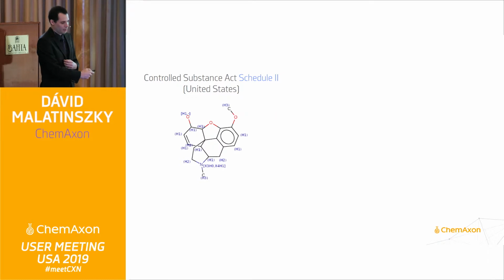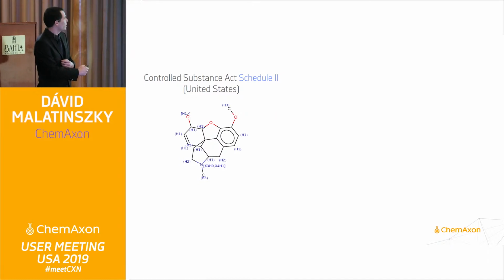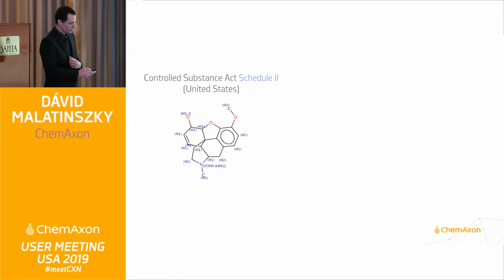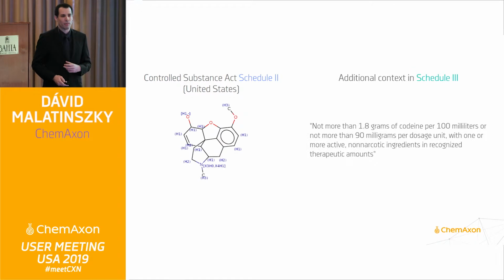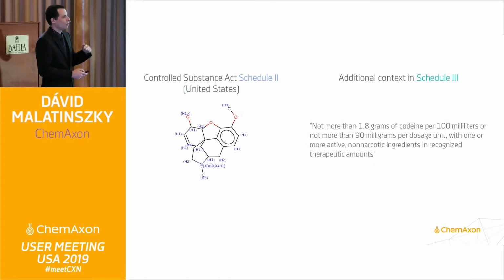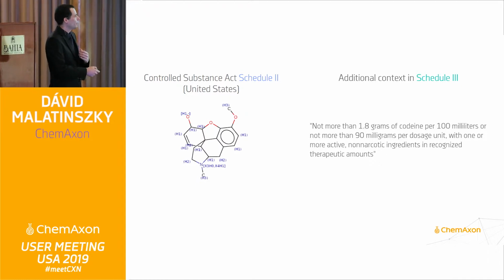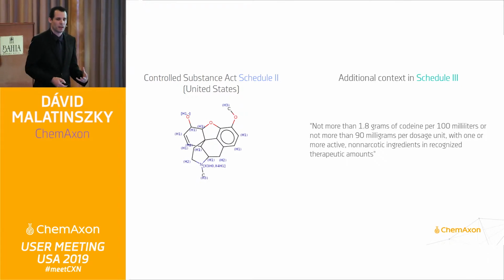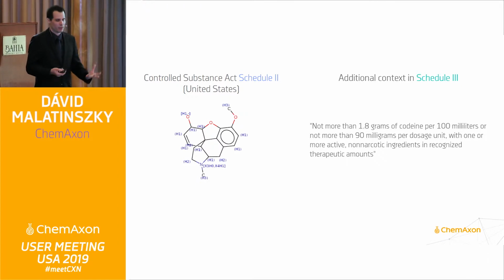This is from the United States Controlled Substances Act, and this is the structure of codeine, which is explicitly mentioned in Schedule 2. Interestingly, it is also mentioned in Schedule 3, which is a lower level of control. And instead of just mentioning codeine, Schedule 3 also specifies the circumstances of control, as I already mentioned.